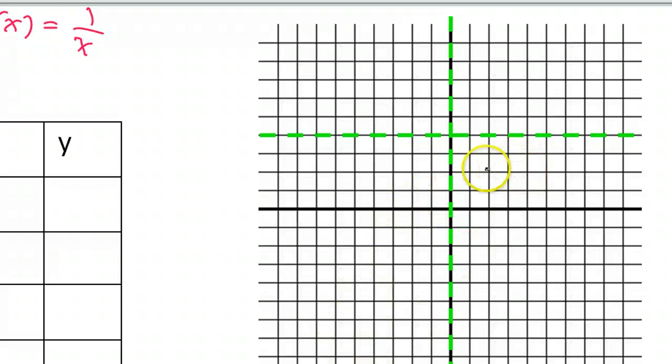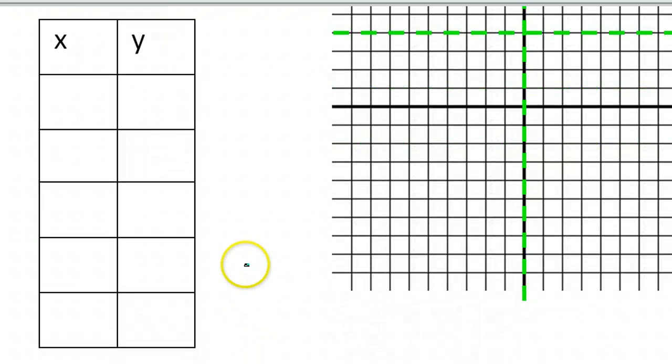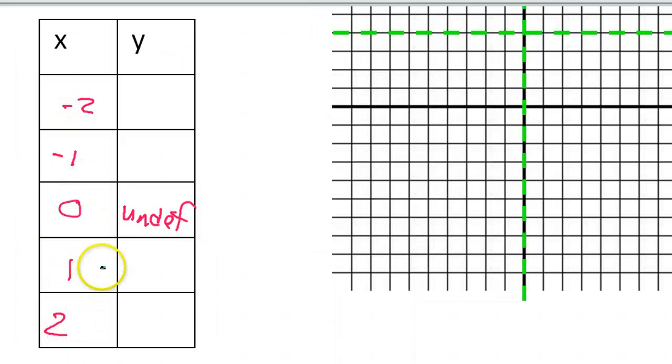Now that vertical asymptote really tells us which x values we need to use. I like to put the vertical asymptote number right in the middle of my chart. In this case, we have a vertical asymptote at 0. So I'm going to put 0 in the middle and put undefined. Okay, going less than that, that would be negative 1, negative 2. Greater is positive 1, positive 2.